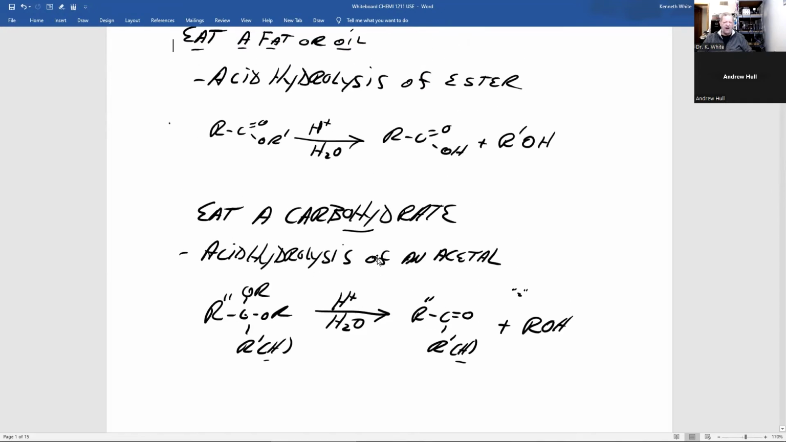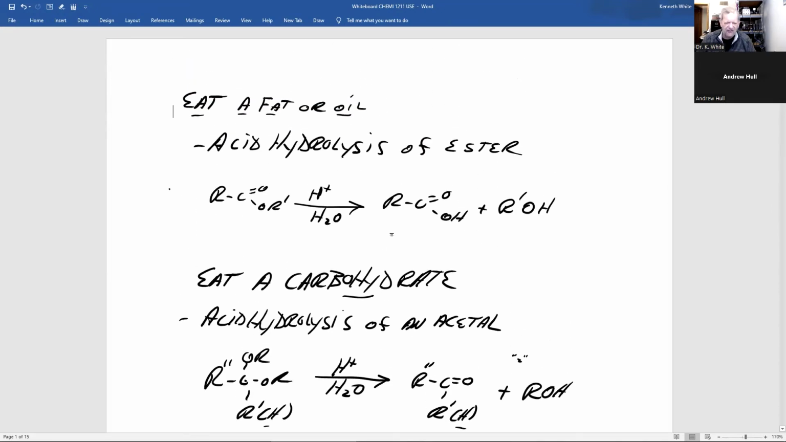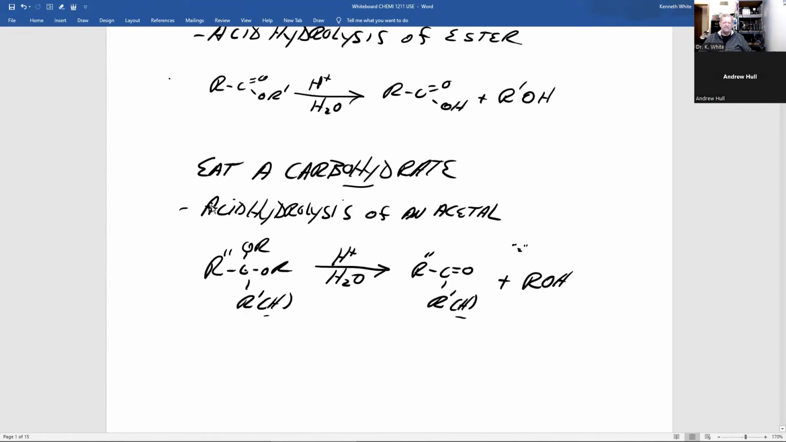So you should know, leaving my class, when you eat a fat or oil, how to describe with words and a general reaction what happens in your stomach. The key functional group in a fat or oil is an ester. That's acid hydrolysis of an ester. And here's the general reaction. Ester, acid, water, you get back a carboxylic acid plus the alcohol you would have used to make that ester.